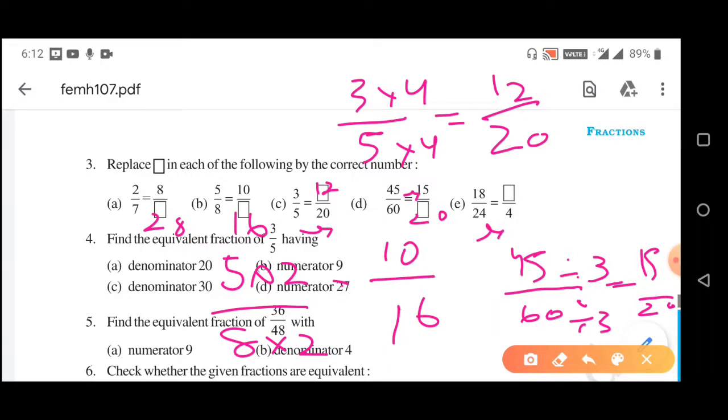Here also 24, and from 24 we are getting 4. So here I am solving the question, 18 by 24. How will we get 4 here? If we divide 24 by 6, then we will get 4 here. Then we need to divide 18 by 6. So the answer will be 3 by 4. So the answers of question number 3 are: A is 28, B is 16, C is 12, D is 20, E is 3. So in this way you have to solve question number 3.